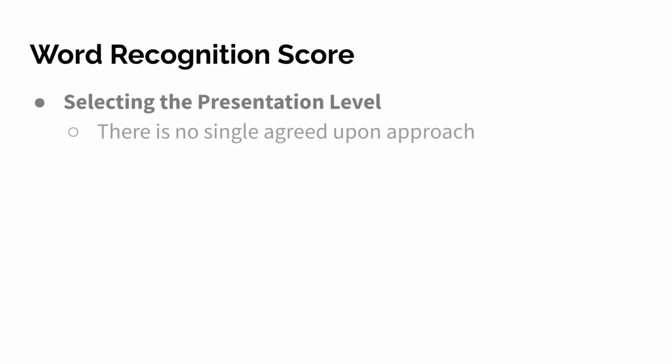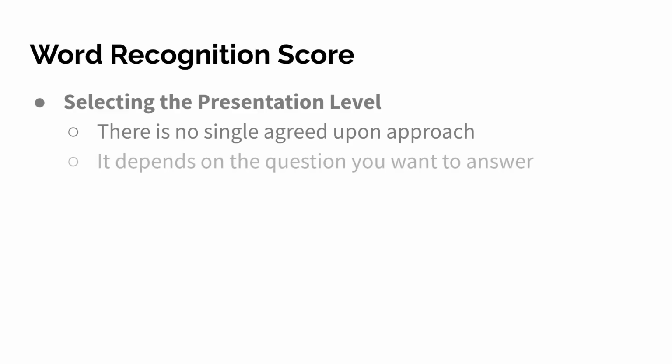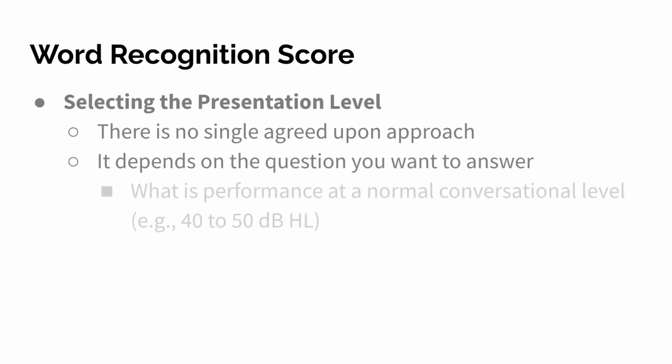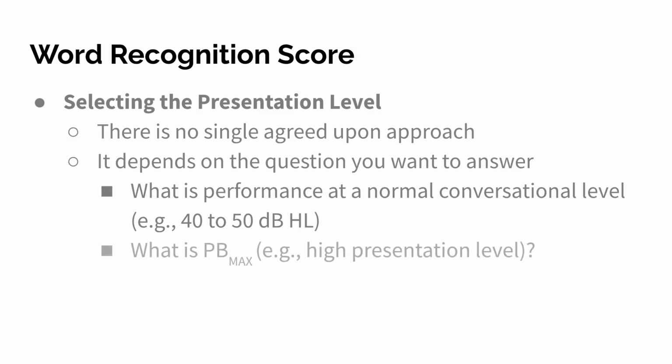Selecting the presentation level. There's no single agreed upon approach. Over the years, there have been many levels that have been chosen, but it depends on the question you want to answer. So if you want to answer, what is the performance at a normal conversational level, you might pick 40 to 50 dBHL. But if you want to answer, what is PB max, what is the best score they can achieve regardless of intensity level, you're going to pick a high intensity level so you can maximize audibility.